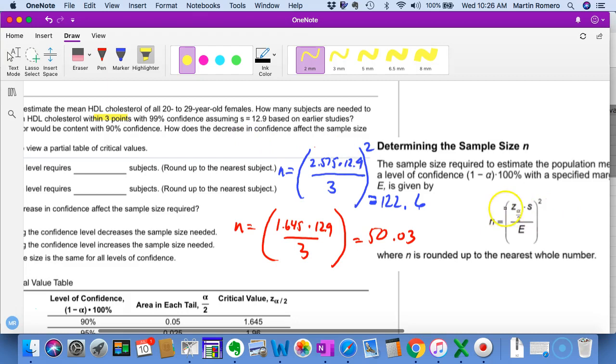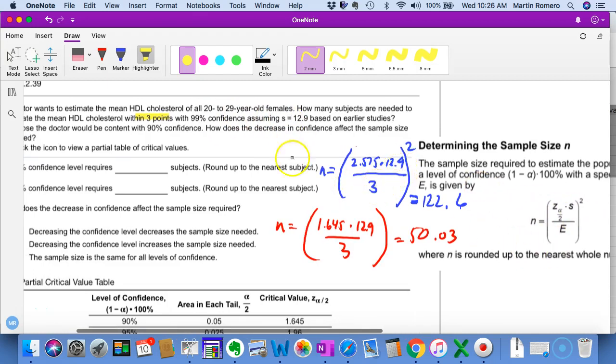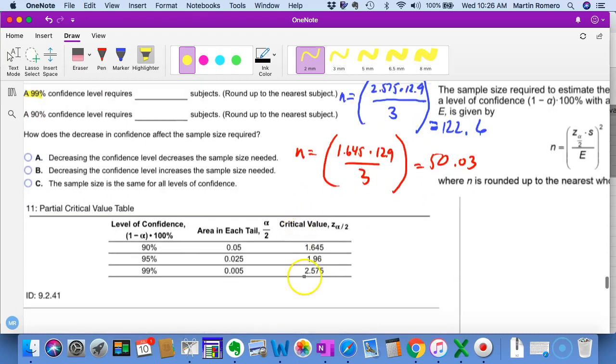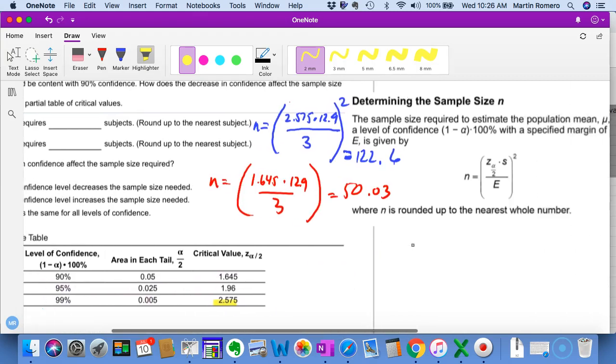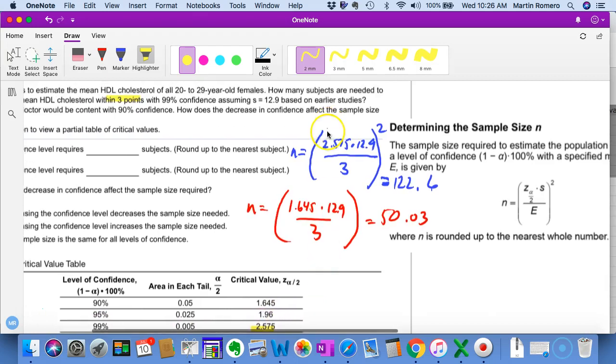And so we already know what the S is, 12.9, the standard deviation. E is your error, 3 points. So I put that in here. That's your margin of error. And the 2.575 comes from here, the critical value. In this case, we use a critical Z for this calculation, and for a 99% confidence interval, we use 2.575.